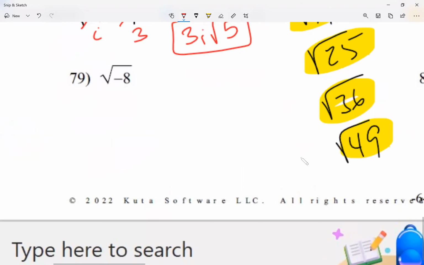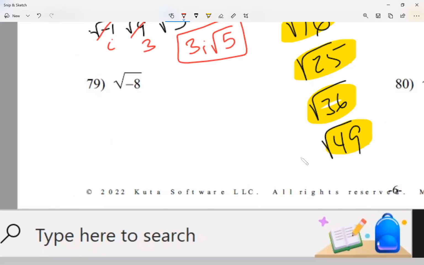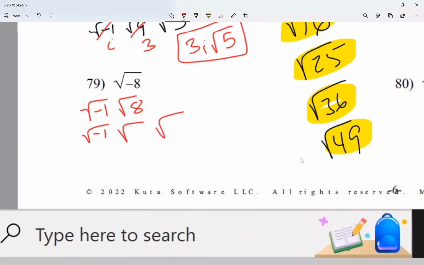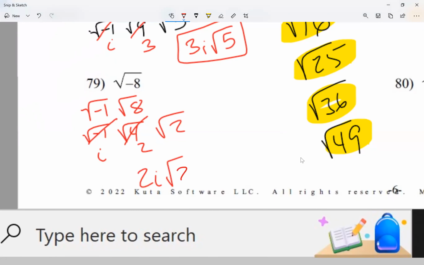All right, let's take a look at number 79. I'm going to break this as the square root of negative 1 times the square root of 8. Now, 8 is not a perfect square, so I'm going to split that a little bit more. So I have the square root of negative 1, but 8, I'm going to break it as 4 times 2. I know the square root of negative 1 is i. I know the square root of 4 is 2. So my answer would be 2i radical 2.